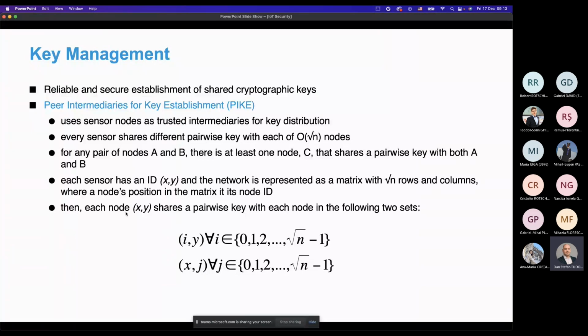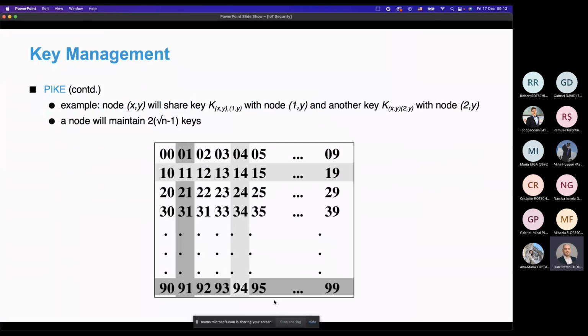Each node shares a pairwise key with each other node in the following two sets: the nodes I,Y and the nodes X,J. For example, node XY will share a key K_XY1Y with node 1Y, and another key K_XY2Y with node 2Y, and so on. So each node in this network maintains 2 times square root of n minus 1 keys.